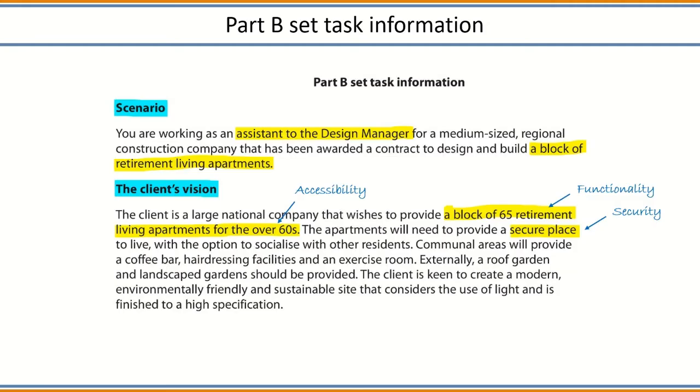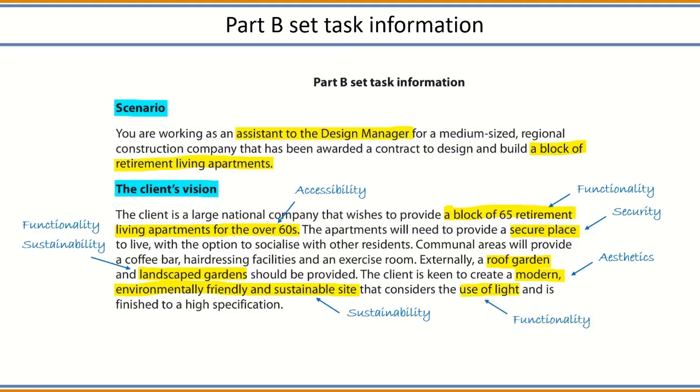Communal areas will provide a coffee bar, hairdressing facilities, and an exercise room. This is related to the spatial requirements, which is part of another question. Externally, a roof garden and landscaped gardens should be provided. This is related to functionality, but also to sustainability. The client is keen to create a modern, which is related to aesthetics, environmentally friendly and sustainable site, which is related to sustainability, that considers the use of light, which is related to functionality, and is finished to a high specification, which is related to quality.